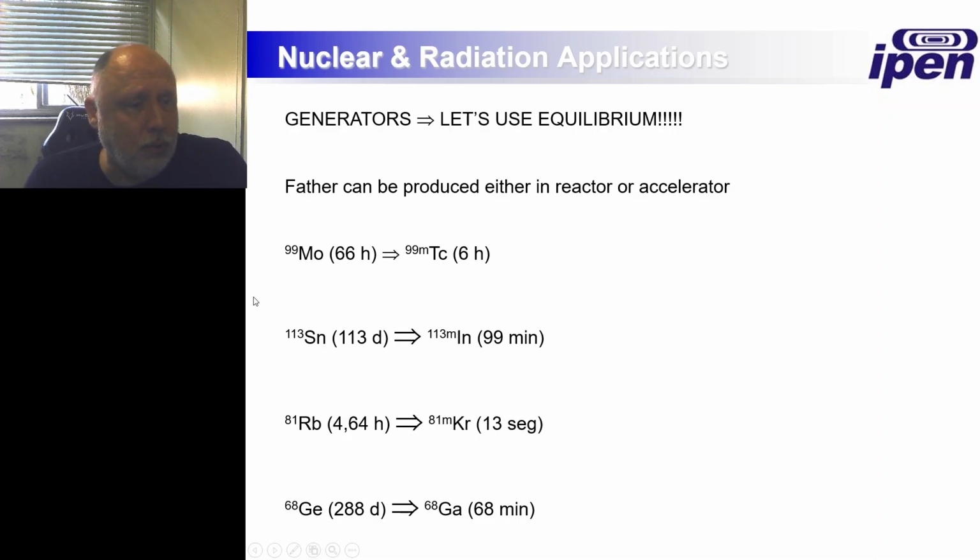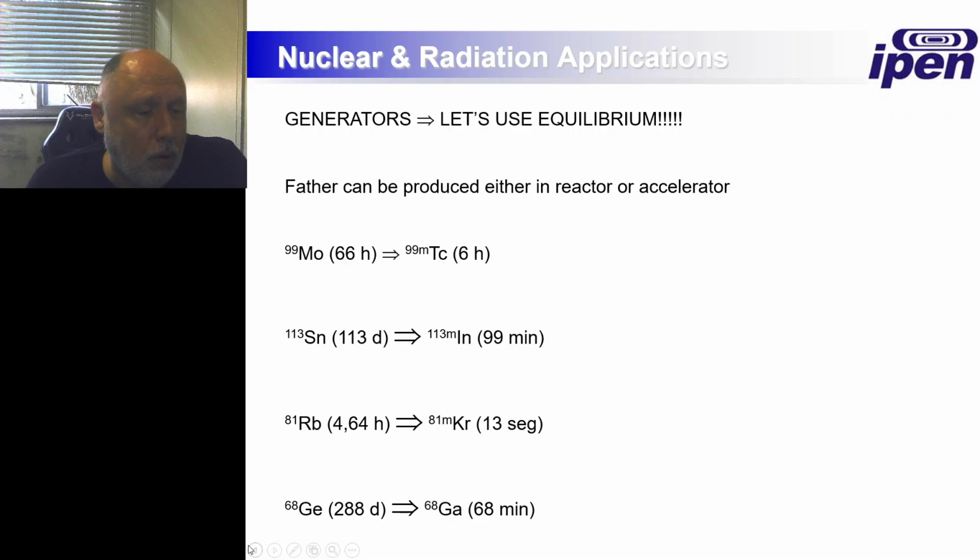Same goes for tin-113, decaying with a half-life of more than 100 days, and you can produce this less-than-2-hour thing, which is indium-113. Rubidium can produce krypton, which is a gas, and being a noble gas with a very short half-life, it has some interesting uses, but it would be impractical to handle something with a 13-second half-life, but you can just drain it. And being a gas, it just exhales from the generator.